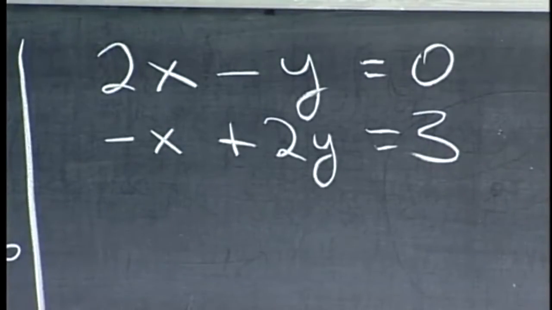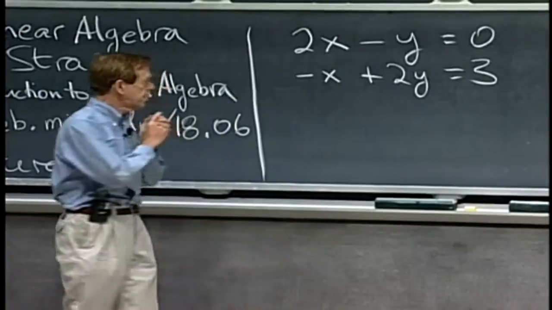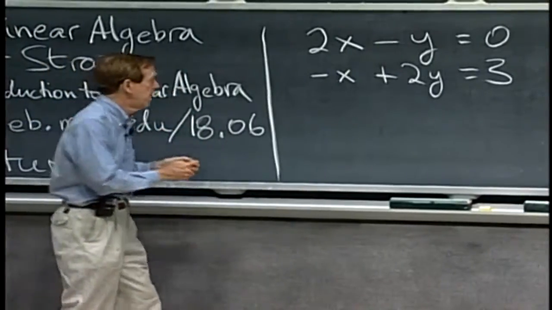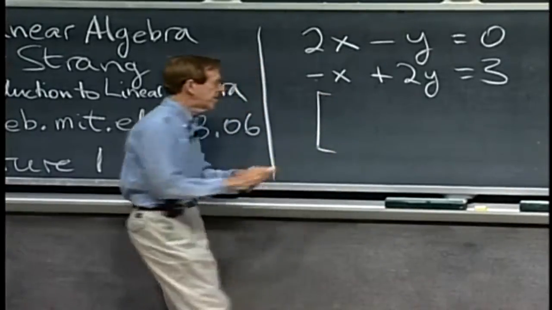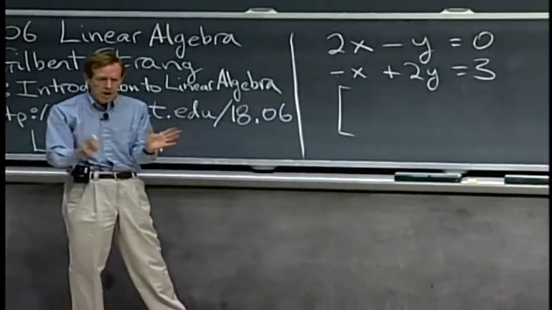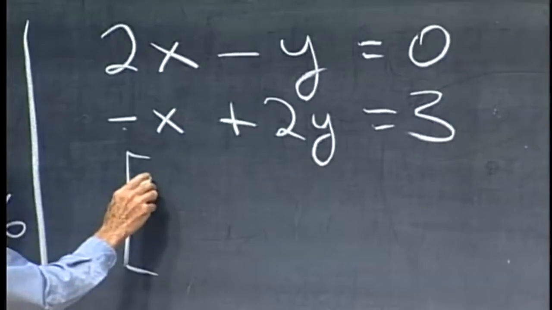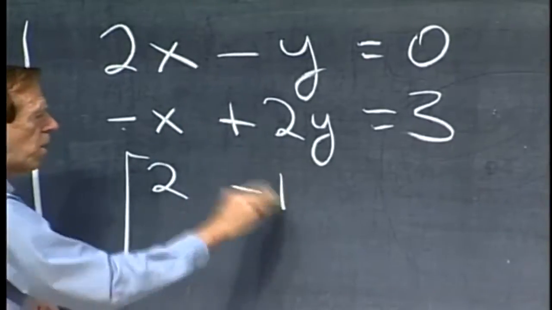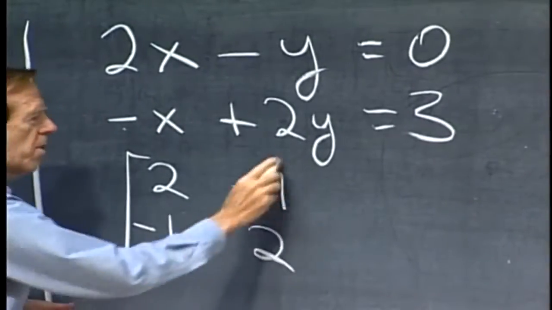Okay. I can even say right away, what's the coefficient matrix? The matrix that involves these numbers. A matrix is just a rectangular array of numbers. Here it's 2 rows and 2 columns. So 2 and minus 1 in the first row, minus 1 and 2 in the second row. That's the matrix.